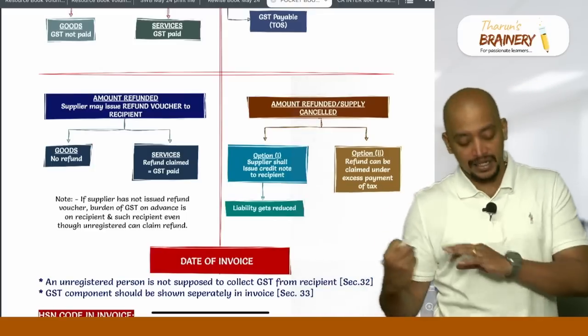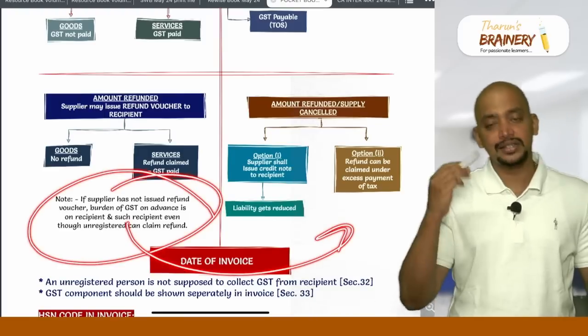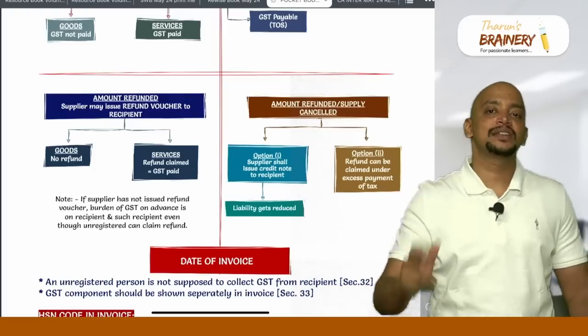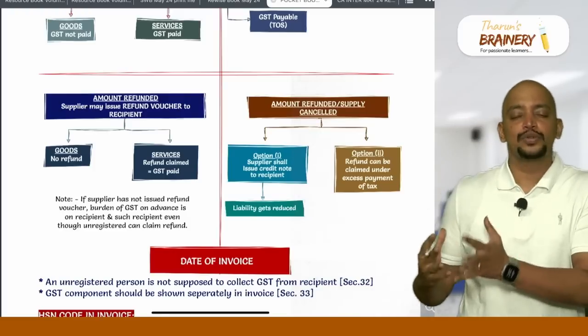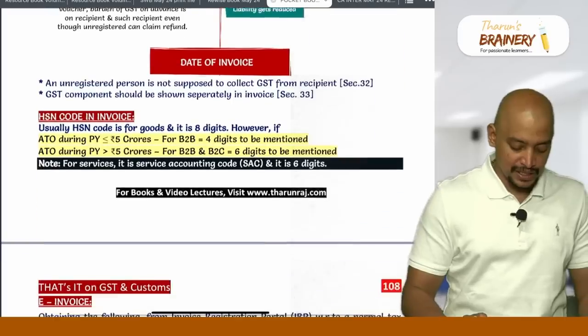In that case, the recipient can claim the refund. So this note is equally applicable even in this scenario. Whenever the supplier has not refunded the GST component, the recipient who is having the liability, or who is having the burden, can definitely get the refund even though he is unregistered.